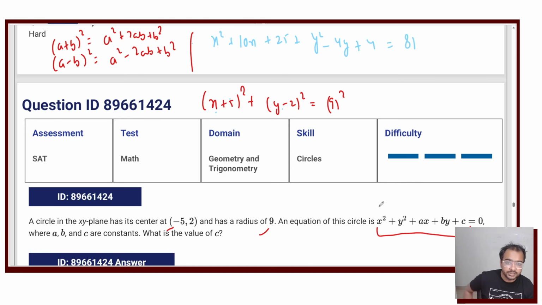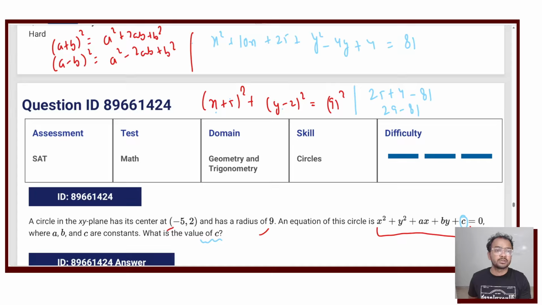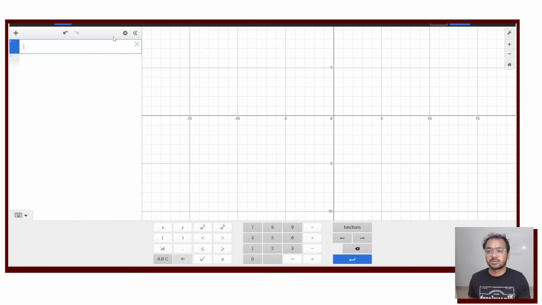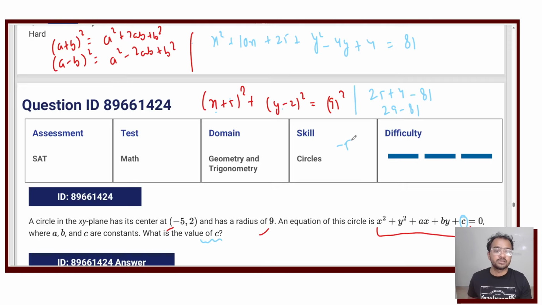What are we interested in? We are just interested in this constant term. This is what they're asking, the value of c. So let's collect all the constants, bring these to one side. You have 25 plus 4. When you bring this to the side, -81. So this is what we need. So we need 29 -81. So let's do it. So 29 minus 81, -52. So -52 will be the answer.